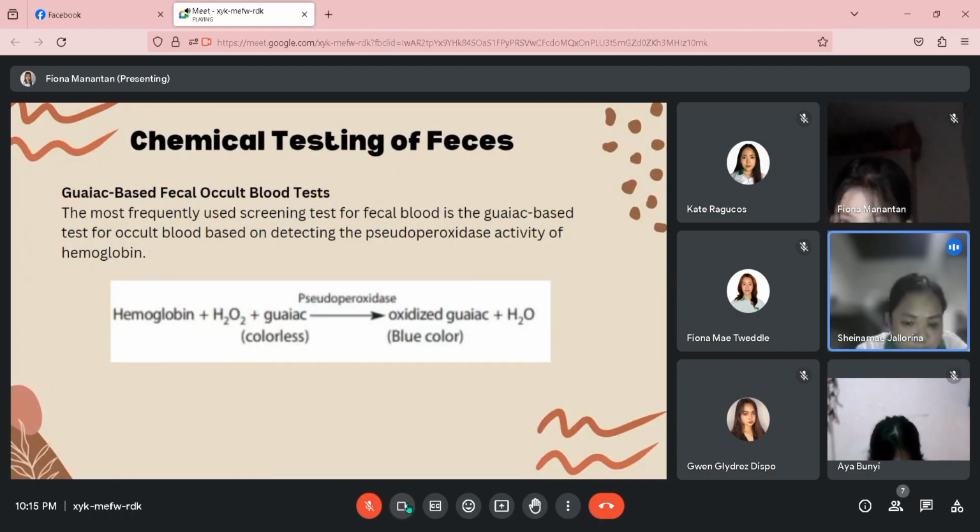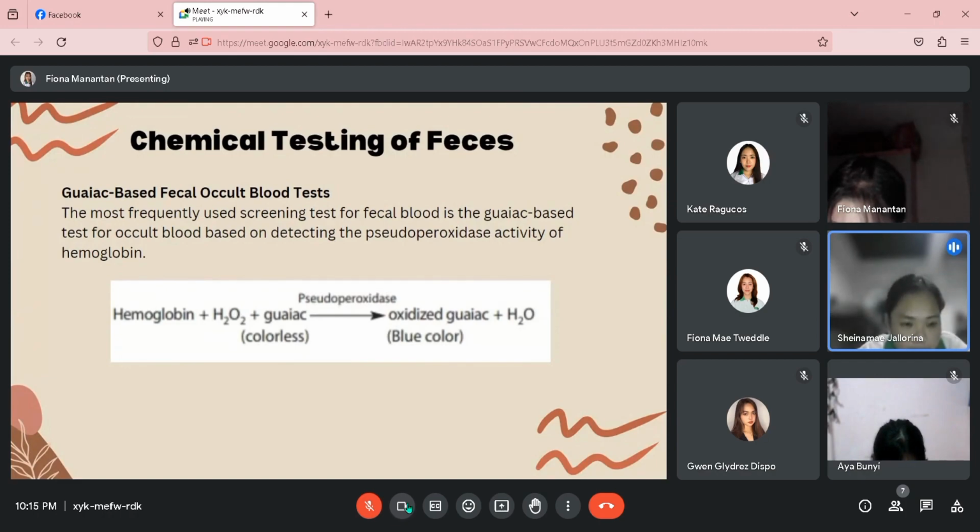The guaiac-based fecal occult blood test detects most frequently hemoglobin. This is the same principle as the reagent strip test for urinary blood but uses a different indicator, chromogen. The reaction uses the pseudoperoxidase activity of hemoglobin reacting with hydrogen peroxide, converting a colorless compound to a colored compound.